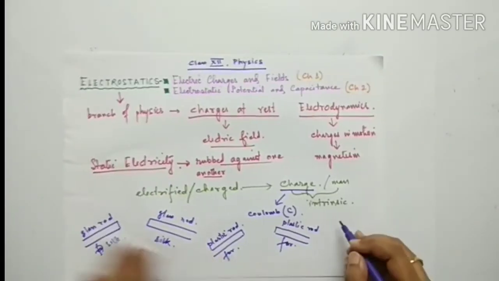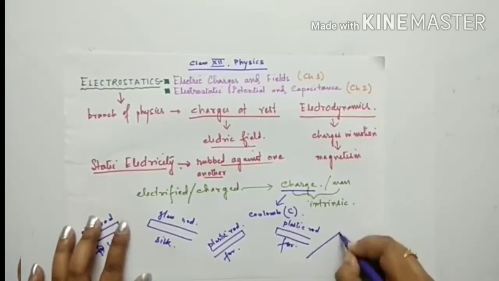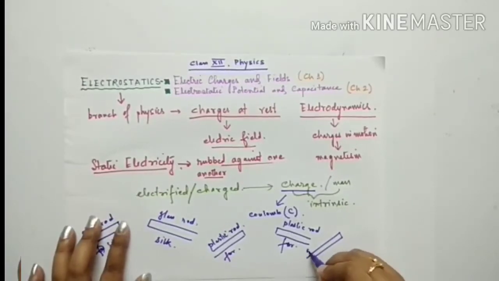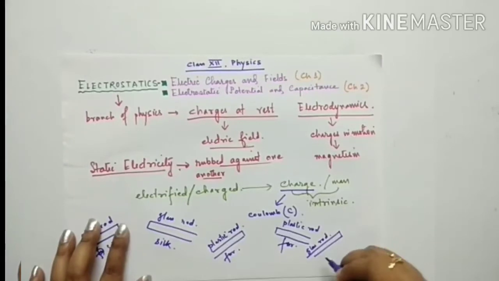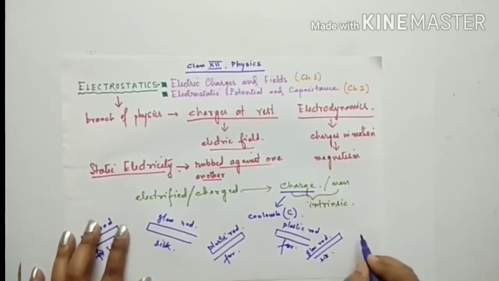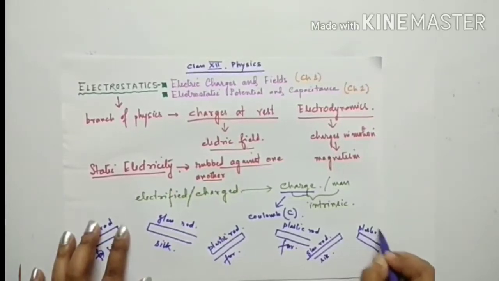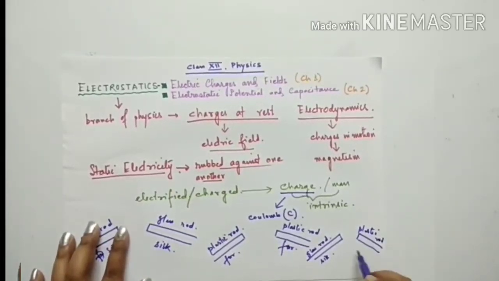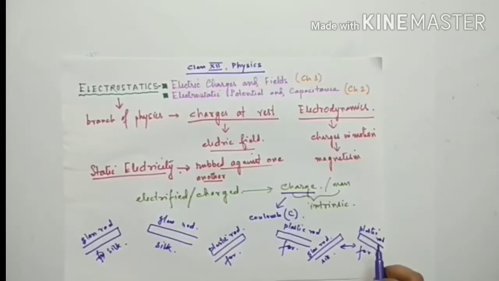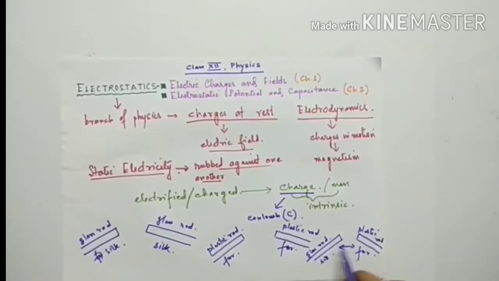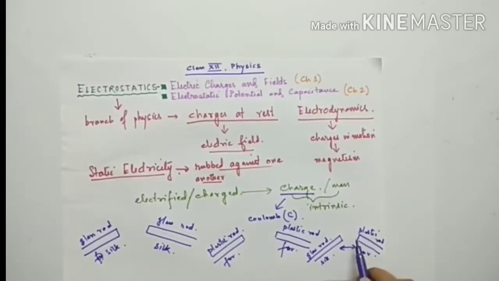Now, suppose you take a glass rod rubbed with silk and a plastic rod rubbed with fur. These two attract one another. So again it was concluded that there are different types of charges in these two bodies.